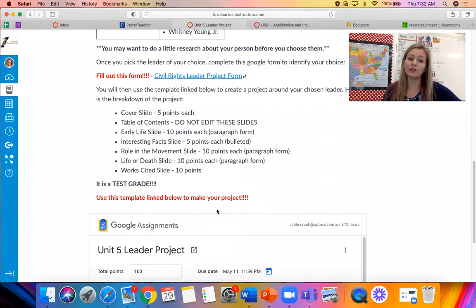For each of your leaders, you're going to be creating a cover slide for them. I've already made the table of contents for them and put all the links in place so you don't edit that at all. You're going to tell me about their early life in paragraph form. You're going to tell me some interesting facts about them in bulleted form. You're going to tell me about their role that they had in the movement in paragraph form. You're going to tell me about their life or death. So meaning, are they still alive or did they pass away? And if they did pass away, was it recent? Was it during the movement itself? How did they die? You're going to do that in paragraph form.